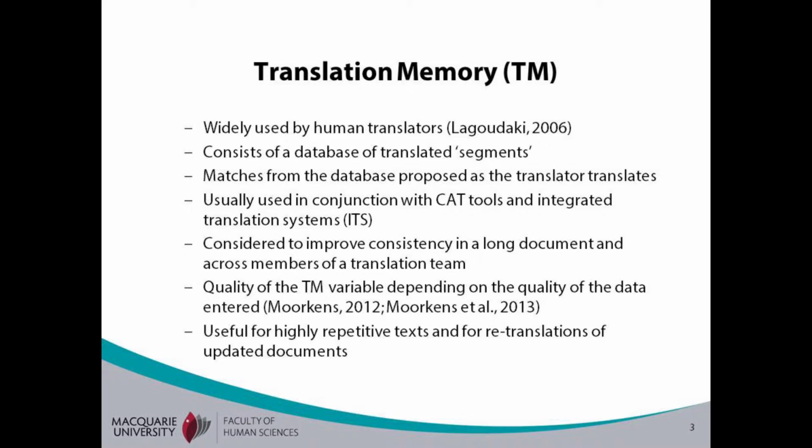The quality of the TM is variable depending on the quality of the data, so if you have a translation memory that has poor translations in there, then that is what's going to pop up. So you need to make sure that your translation memory is cleaned and has good data in there. It's very useful for repetitive texts and also for retranslations of updated documents. So this is principally in the area of user manuals.